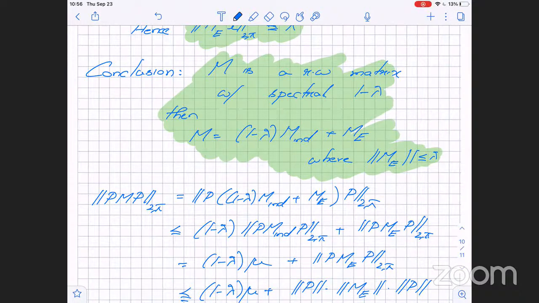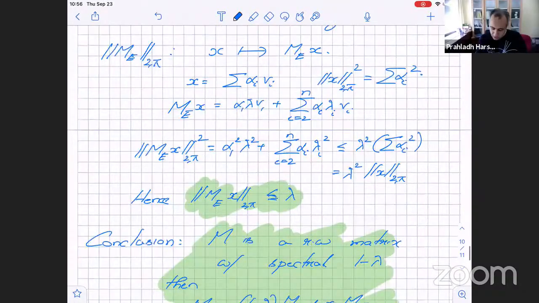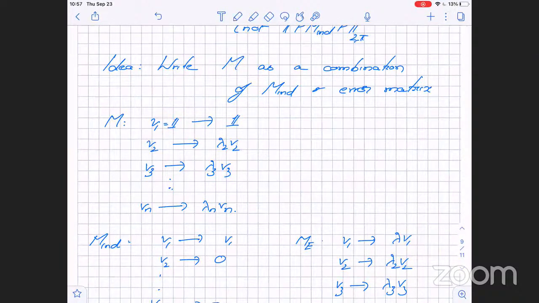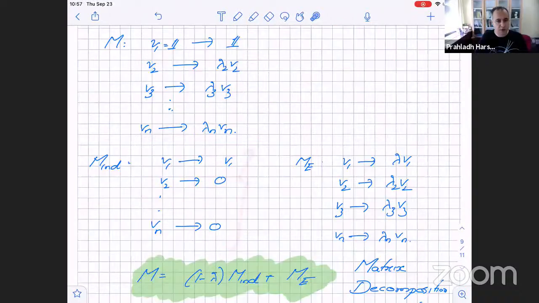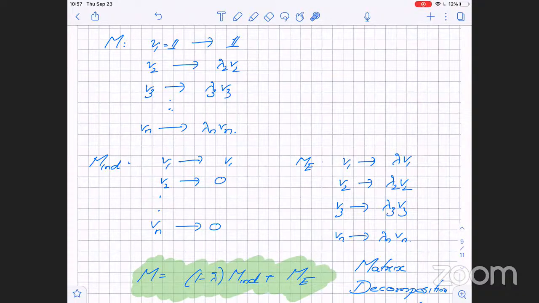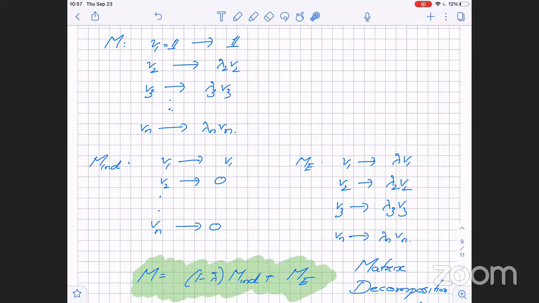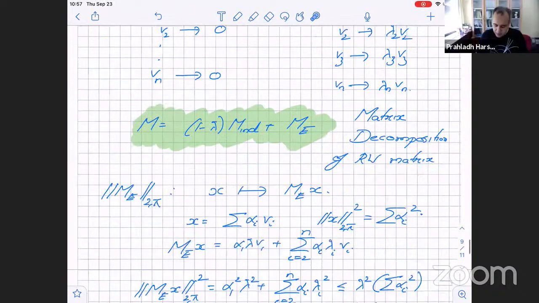Can you show the proof of this matrix decomposition just above this? No, the matrix decomposition was just this. M we knew was this object by definition. M independent is this operator. It takes V1 to V1, the all ones to all ones. That's the rank one thing. Therefore, everything else it has to take to 0. So M independent is this. So M_E is just set up so that this equation is satisfied. And then I analyze what the norm of M_E is by this property.